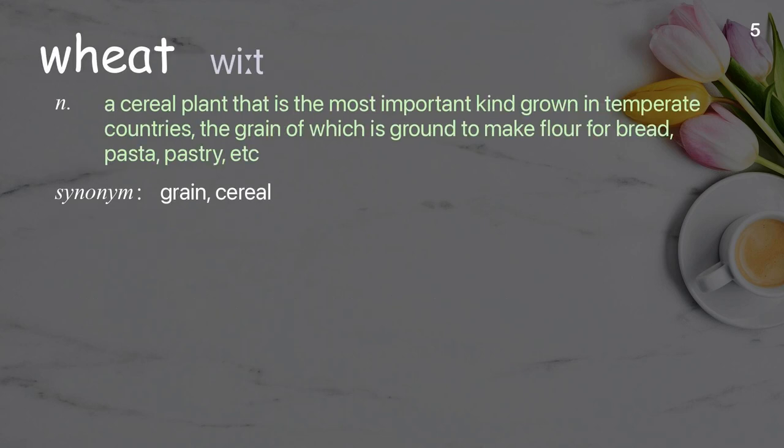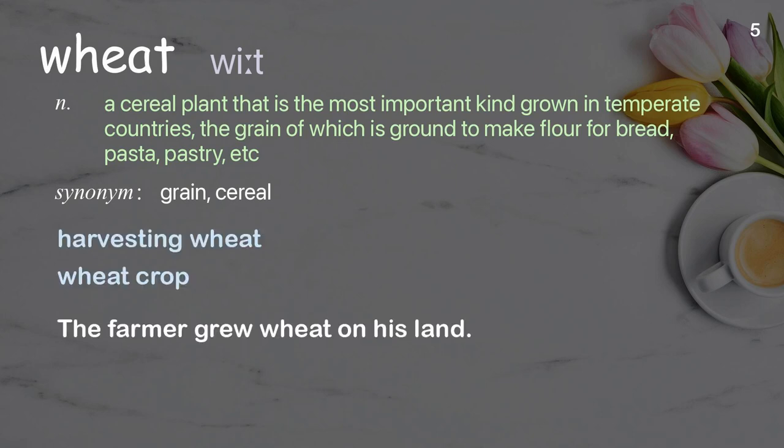Wheat. A cereal plant that is the most important kind grown in temperate countries, the grain of which is ground to make flour for bread, pasta, pastry, etc. Examples: harvesting wheat, wheat crop. The farmer grew wheat on his land.